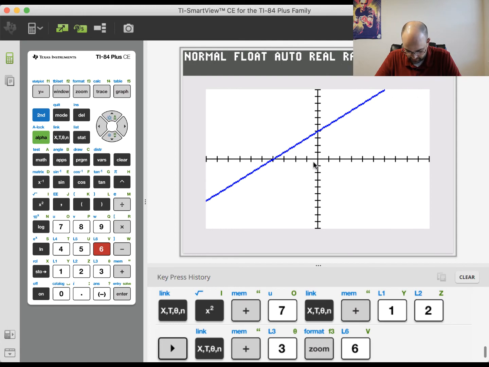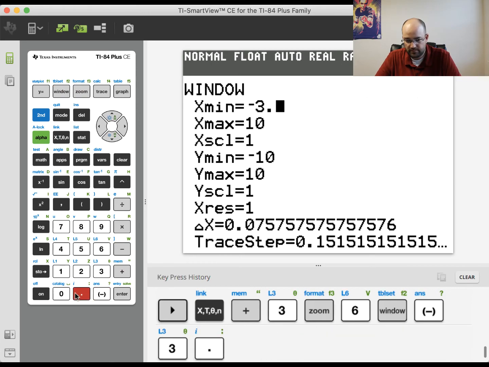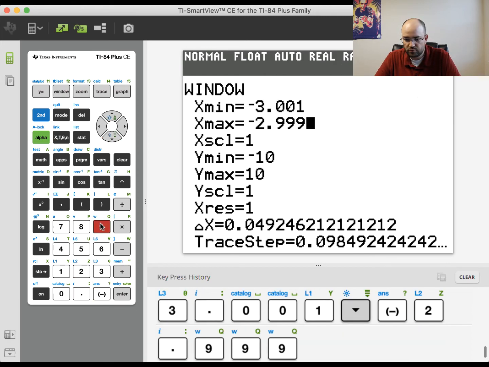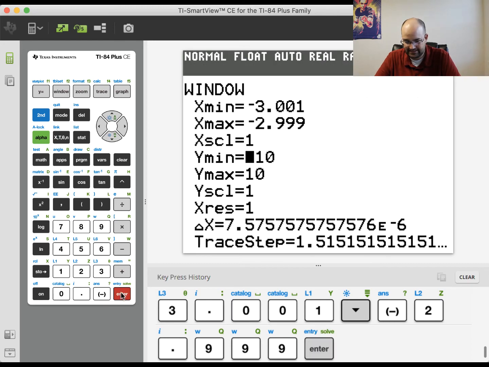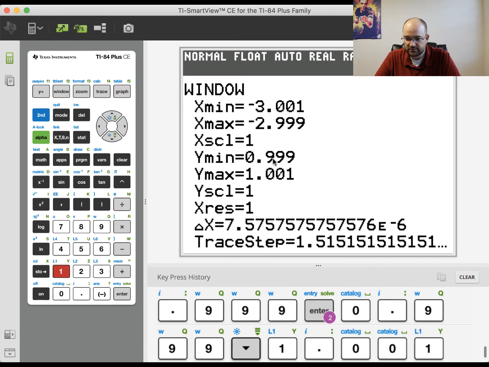So the hole occurs at negative 3, 1. So negative 3, positive 1. It's somewhere right there. But that means I'm going to have to zoom in really close. So if I go to window, my minimum, I'm going to make that negative 3.001. And for the maximum, I'm going to make that negative 2.999. For the y minimum, I'm going to make that 0.999. The y maximum, I'm going to make that 1.001.